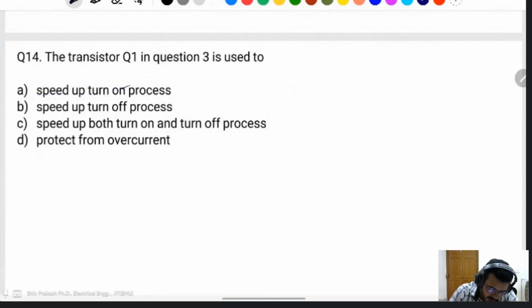No, that is the on process. Now this is the off process. Yes, this will increase the speed of the process because the capacitor discharges quickly. Both times, not whatever overcurrent.